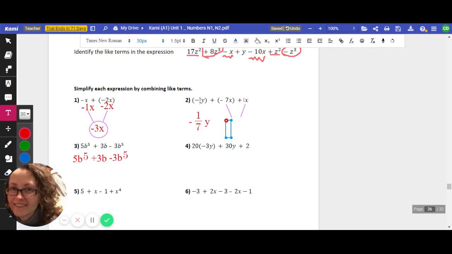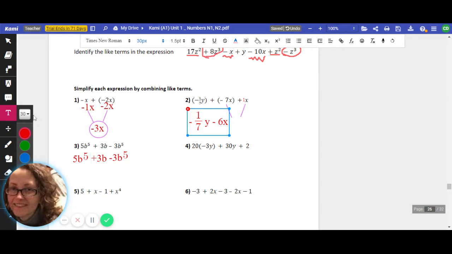So a -7 and a +1 give me a -6x. Let me actually write that differently. Let me put that over here, and I want to subtract my 6x. I can either write this as -6x or plus a -6x.